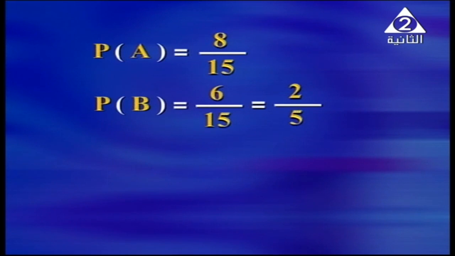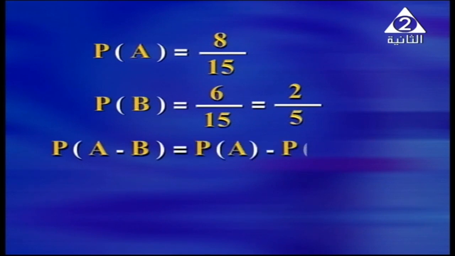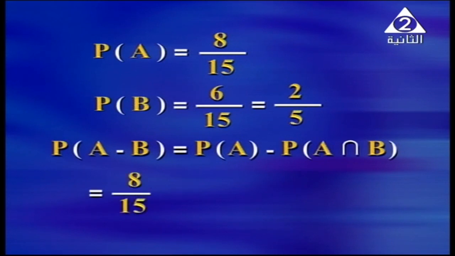What about probability of A minus B? Yes, you notice that A minus B has a rule. To find the probability of A minus B, it has a rule which says that probability of A minus B equals probability of A minus probability of A intersection B. What about probability of A? Yes, that's correct. It is 8 over 15.